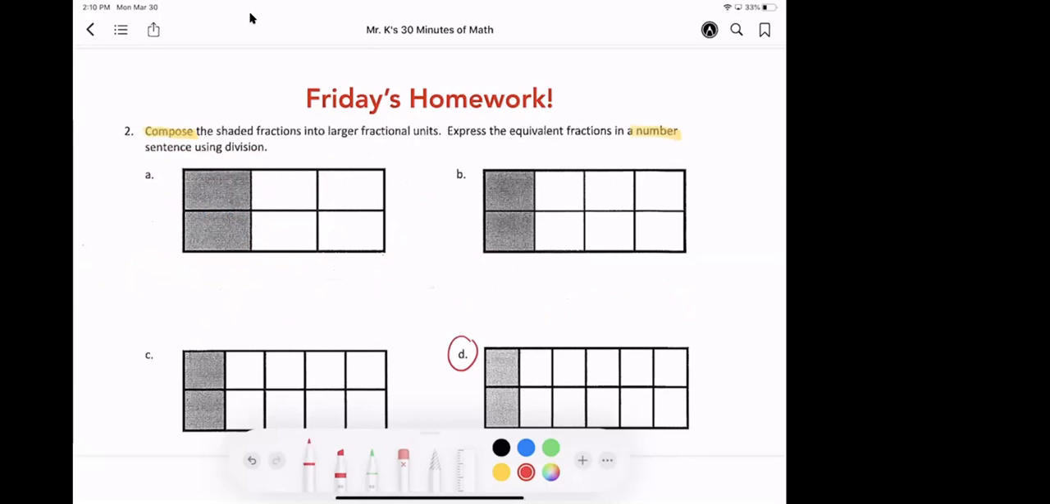Again, we got to start with what we already have, and we know how many pieces. 1, 2, 3, 4, 5, 6, 7, 8, 9, 10, 11, 12. 12 pieces, and 2 of them are shaded. So we have 2 twelfths. All right, but we want to compose this to go from twelfths into a larger fractional unit.